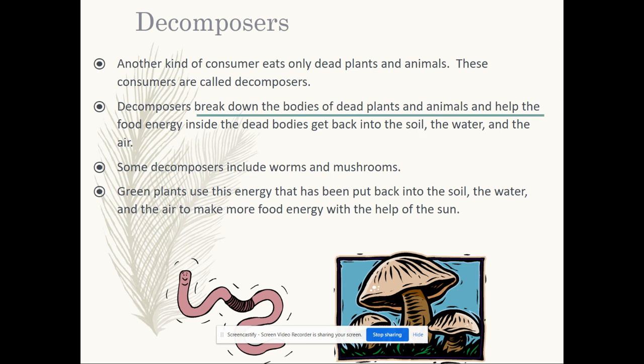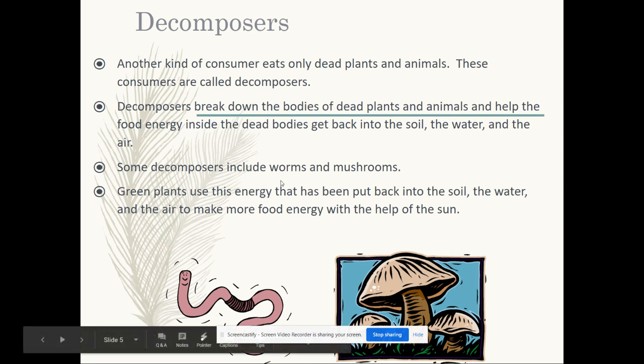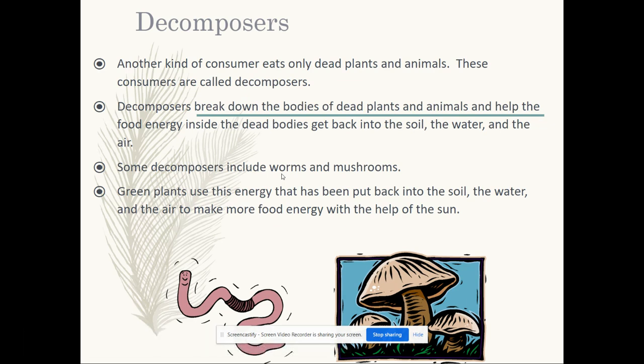Plants that grow in soil then use this energy to make more of their own food. That's why the job of a decomposer is so important. So next time you see a decomposer such as an earthworm, don't scoff at it, because the job it does is very, very important.